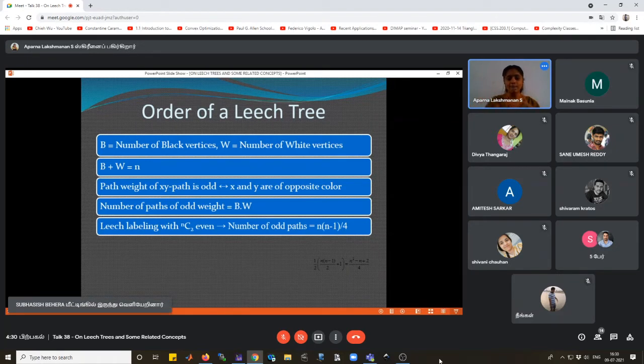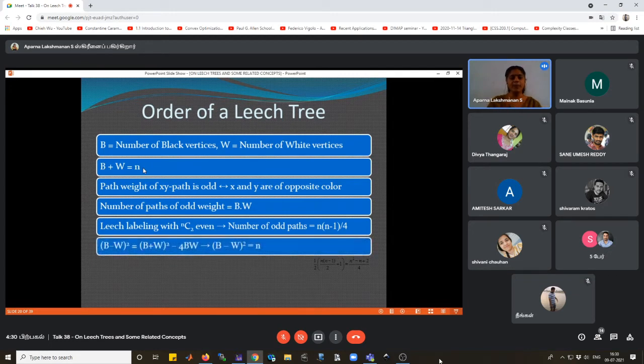Okay. So B into W is equal to n into n minus 1 by 4 and B plus W is equal to n. From that I can compute B minus W. B minus W whole square is equal to B plus W square minus 4BW. You just substitute and simplify. What you get is B minus W whole square is equal to n. Okay, that is the case where NC2 is even.